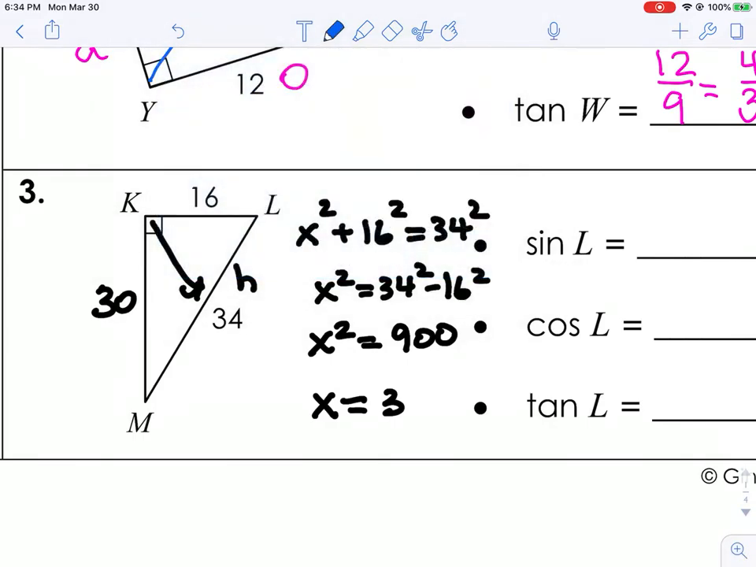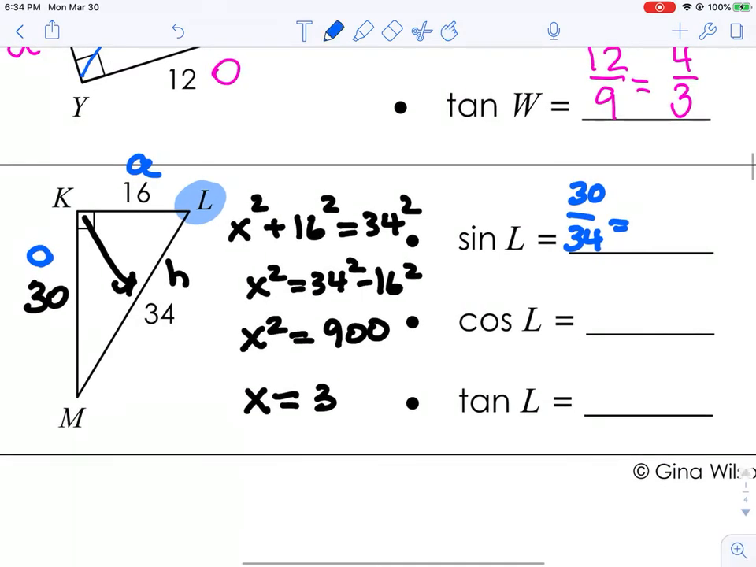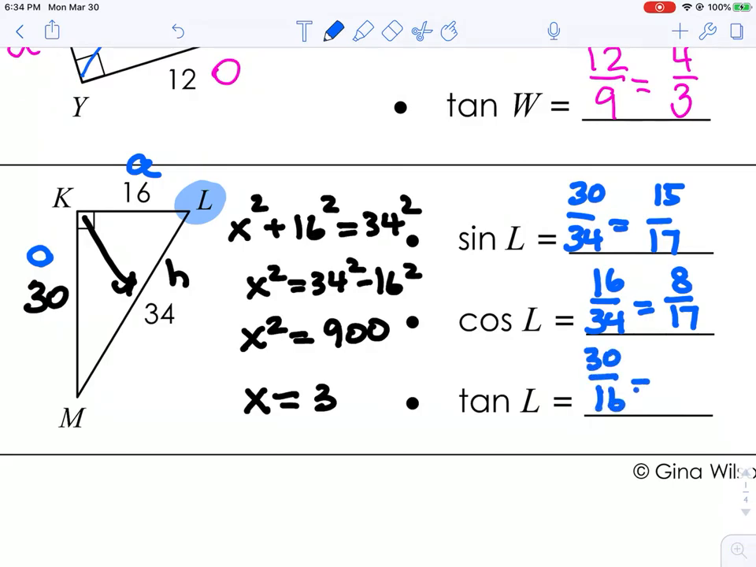Then we revert back to our procedure I just showed you before. We already have our hypotenuse marked, and I want in relationship to angle L. So this is opposite and adjacent. The sine of L is opposite over hypotenuse, and we need to reduce that. Cosine is adjacent over hypotenuse, and tangent is opposite over adjacent.